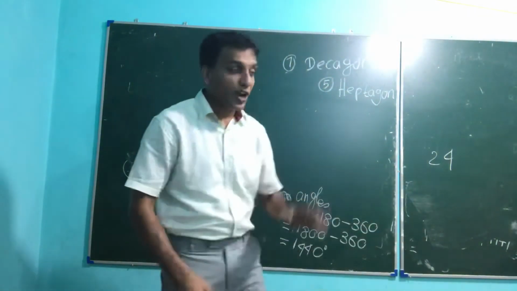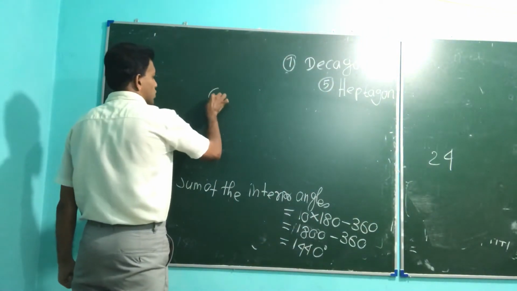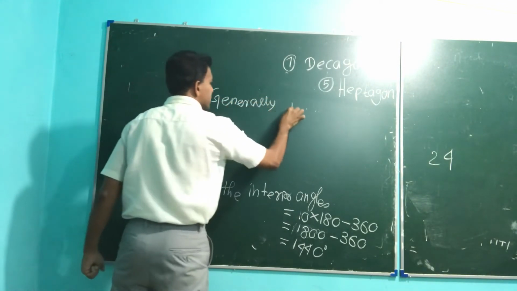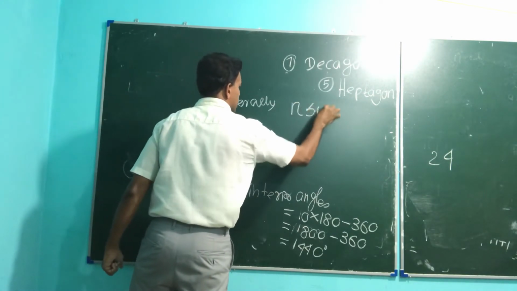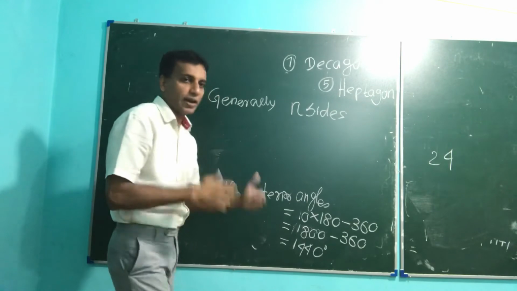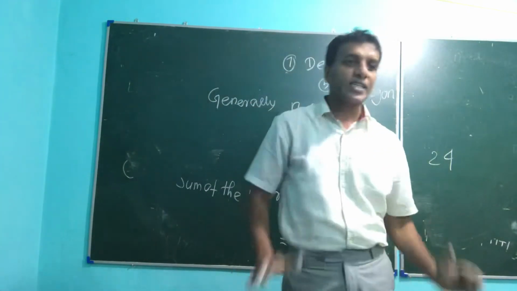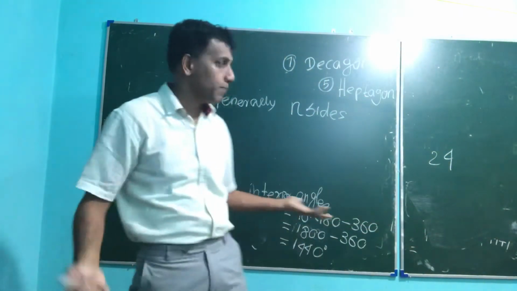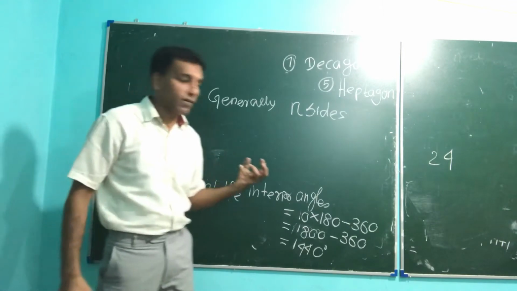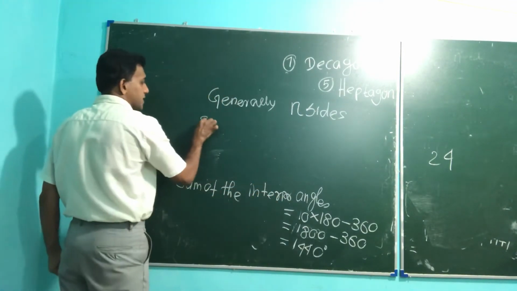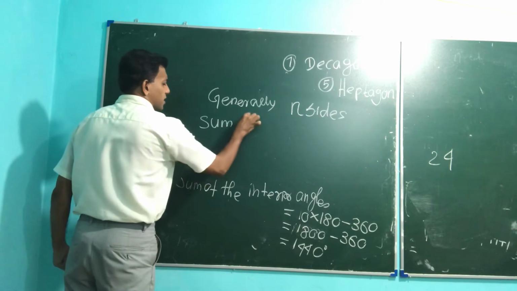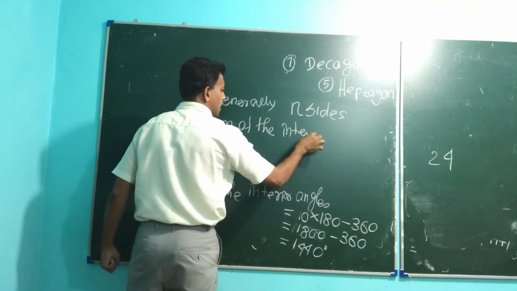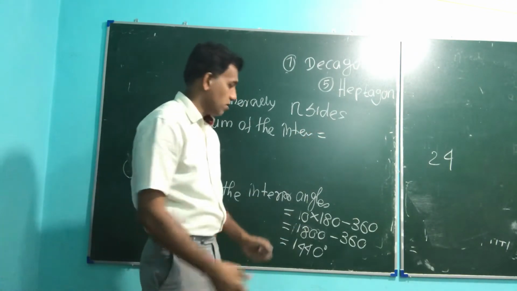Now we say one thing generally, next. Generally, n sides. Here there's a formula. In general, let's take an equation, a formula. N sides. Then n is a number, whatever it is. So generally with n sides, what is the sum of the interior angles? Follow the same approach.